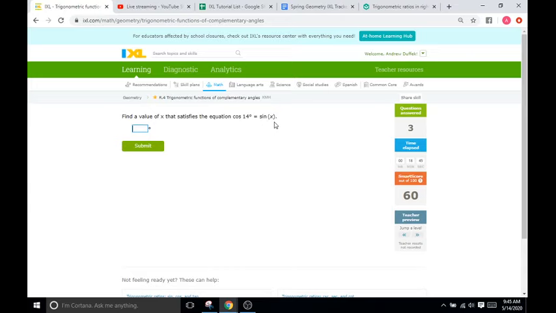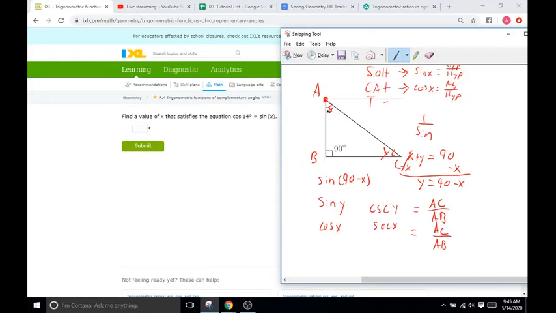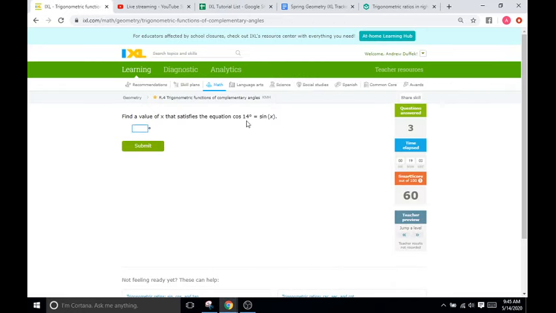Okay, so for this problem it says find a value of x that satisfies the equation cosine of 14 equals sine of x. Okay, well, remember, if those two are going to be complementary, we go back to our triangle here, x and y have to add up to 90 degrees, right? Meaning cosine of 14 is going to be the same thing as sine of 90 minus 14, which is going to be 76.